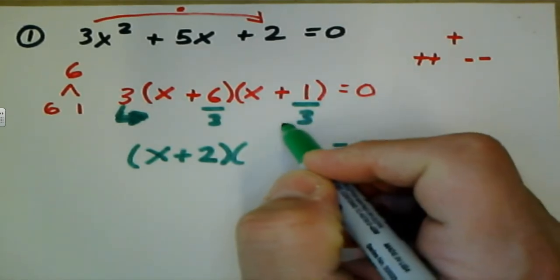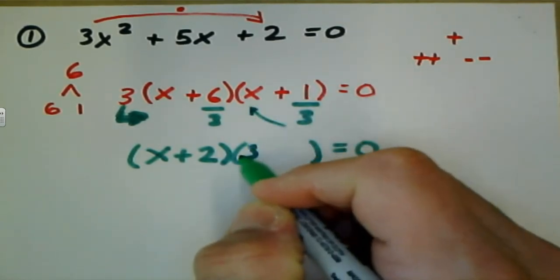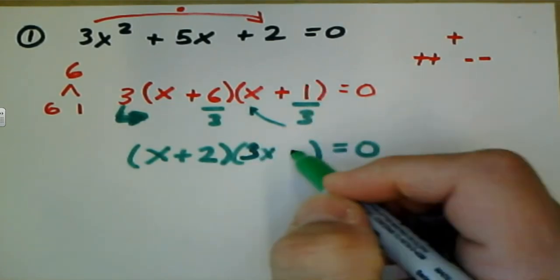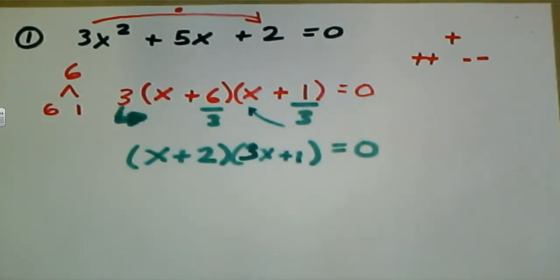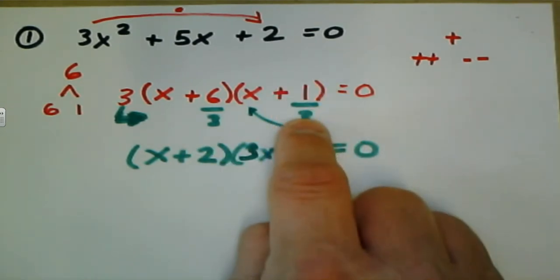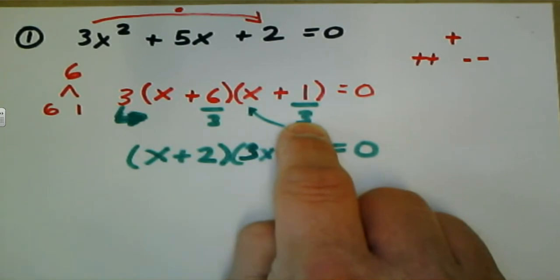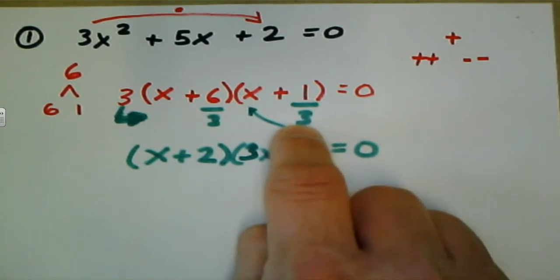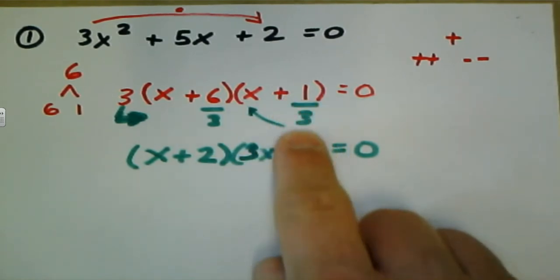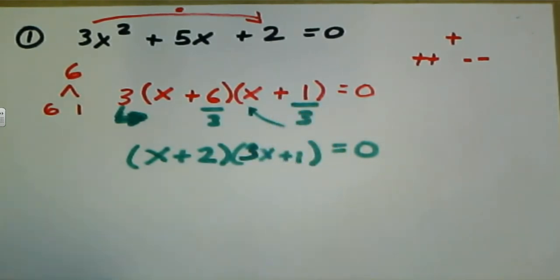So what you're going to do is take that 3 and throw it in front of the x and put the 1. Why do we do that? Because it doesn't come out to be a perfect number. 6 divided by 3 is 2, but 1 divided by 3 is 0.3333 repeating. So it doesn't come out to be a whole number. So I throw the 3 back in front of the x and I bring down the 1.